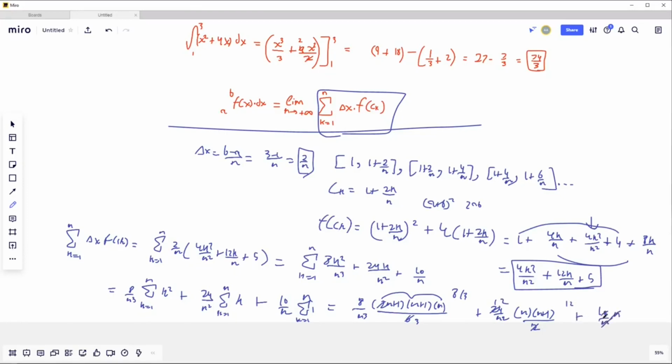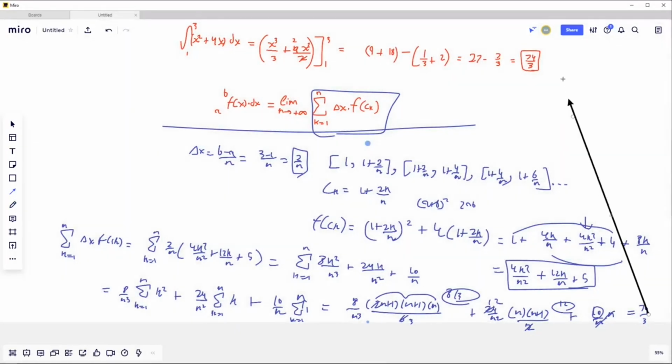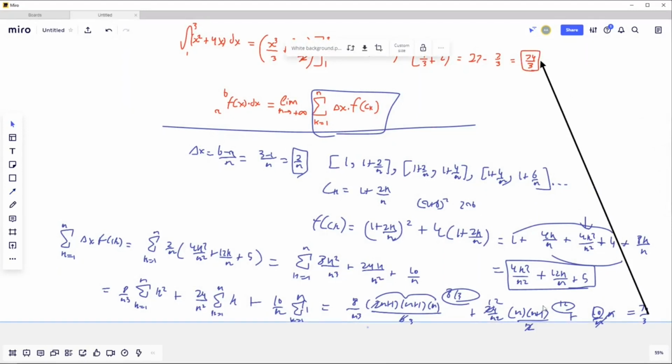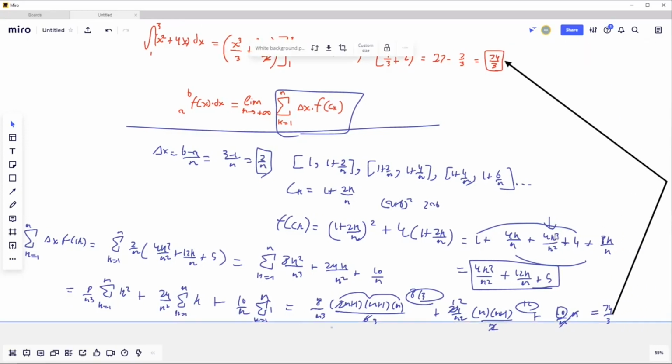Then here n immediately cancels. You get 10, 12, 8 over 3. Add them up, you get 74 over 3. And did we or did we not get the same exact value as the value over here? We got the same exact value, right? So we know that we're right. And with that we're pretty much done.